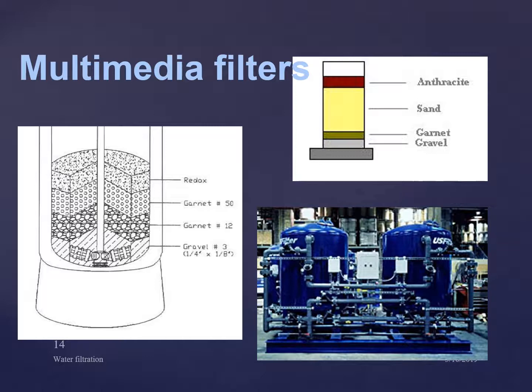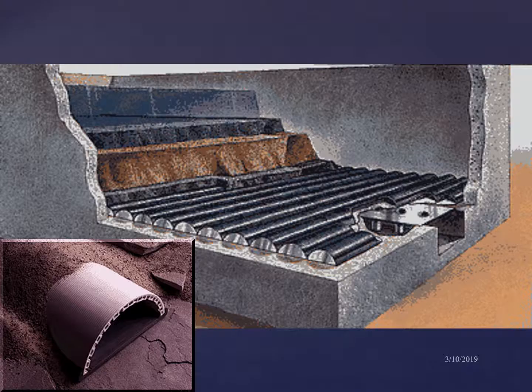And at the bottom right, you see the real filter. Filters can be on the ground or can be vessels like this, as you see here. Here, as you see, there's another cut for a filter. From the left to the right, you see the layers in this filter.